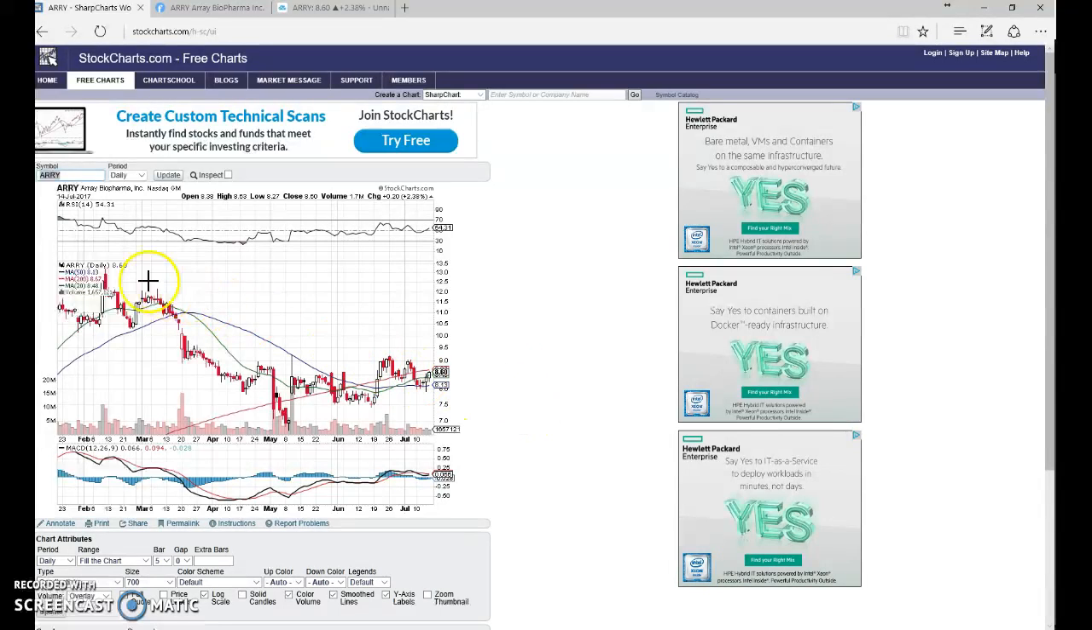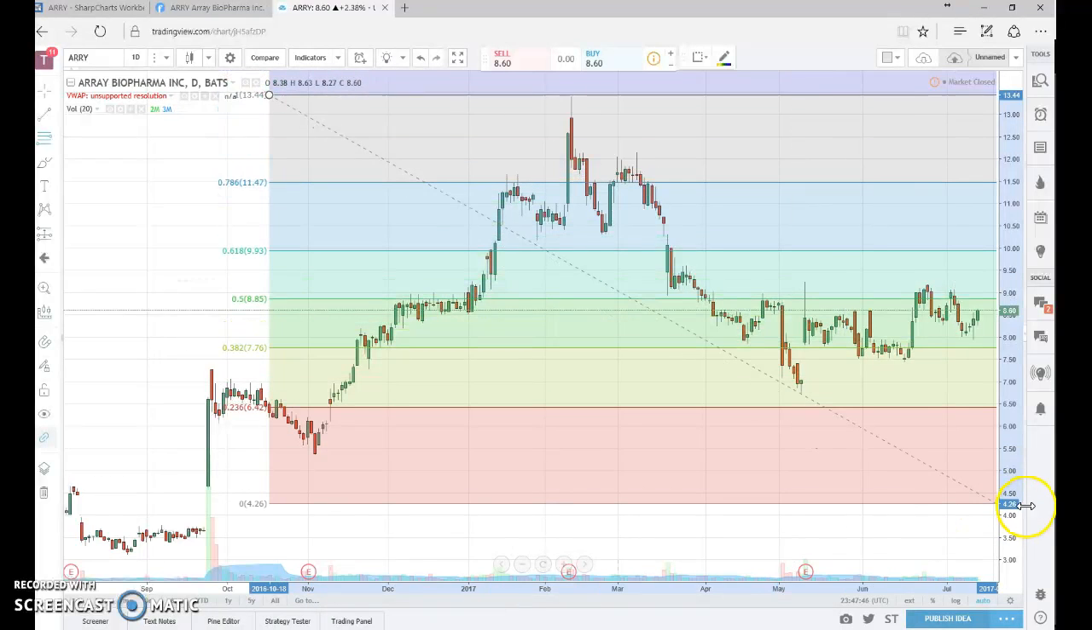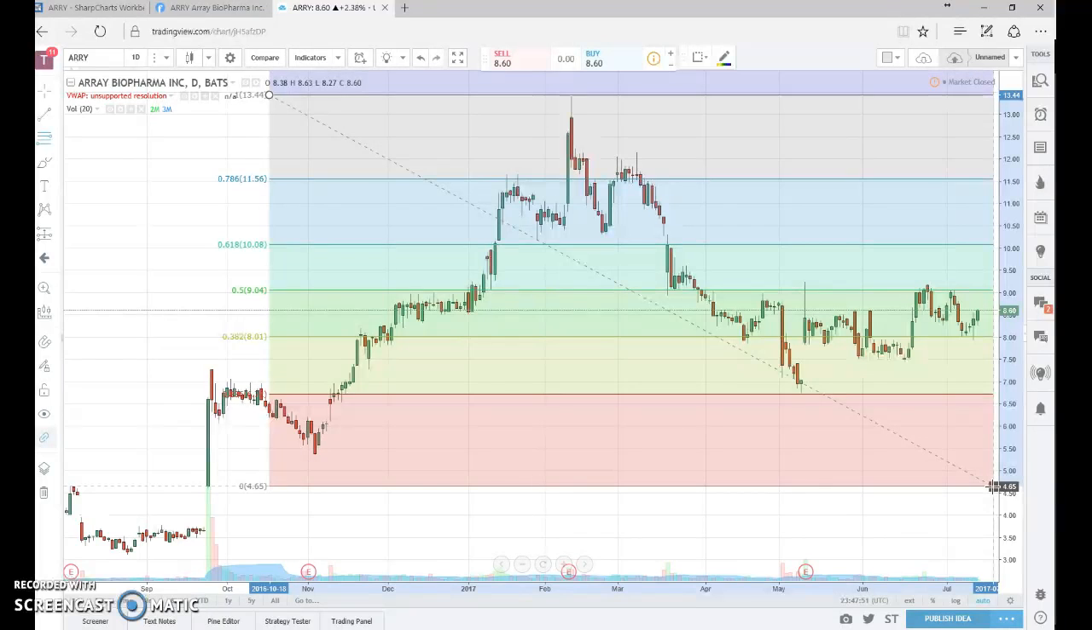Starting off with ARY, I do a couple things. Obviously, I have my TradingView. I go over with some Fibonacci's. I usually like to do the 52-week high to the 52-week low. So at this point, I'm going to get it right where it gapped up and down here. So this is my first point to this point.